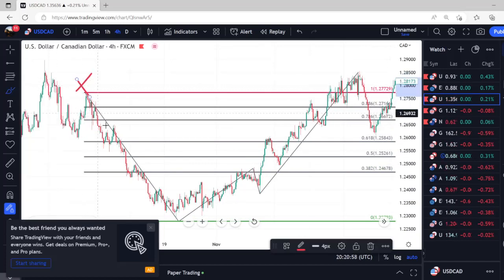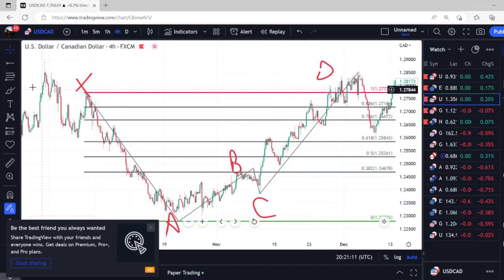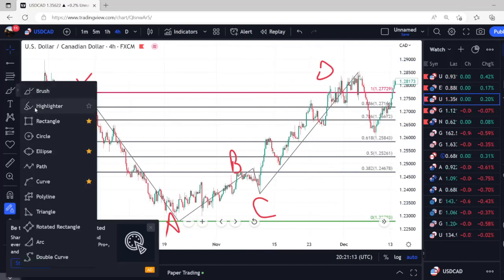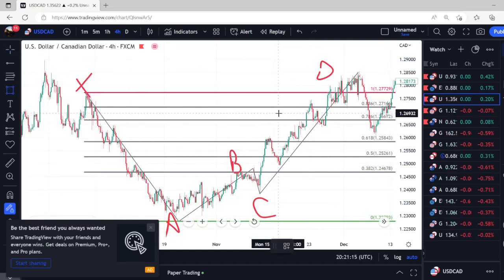So now we have our X, we have our A right here, we have our B right here, we have our C right here, and we have our D somewhere there. Okay, so our D is at 0.886. Remember I said between 0.886 and 1.13, somewhere there. We'll measure that later.